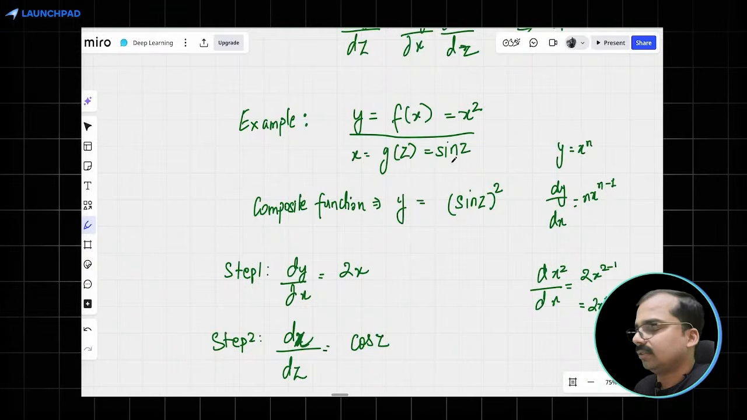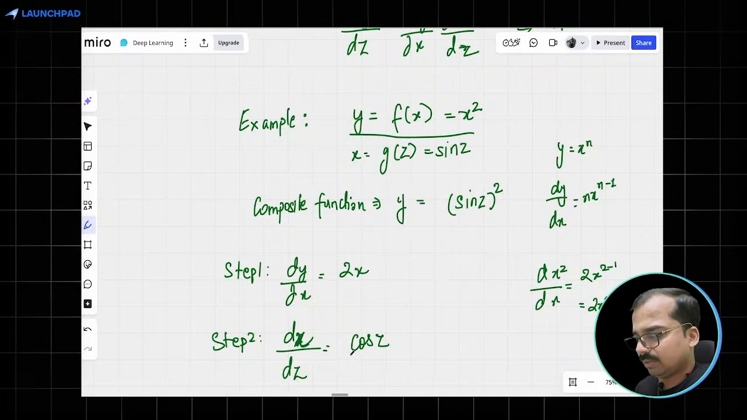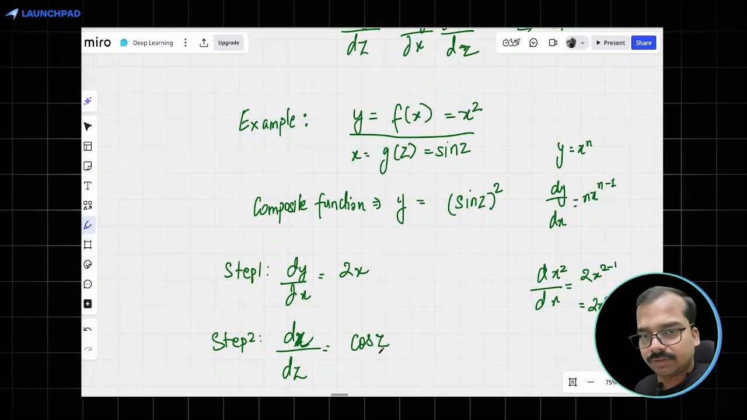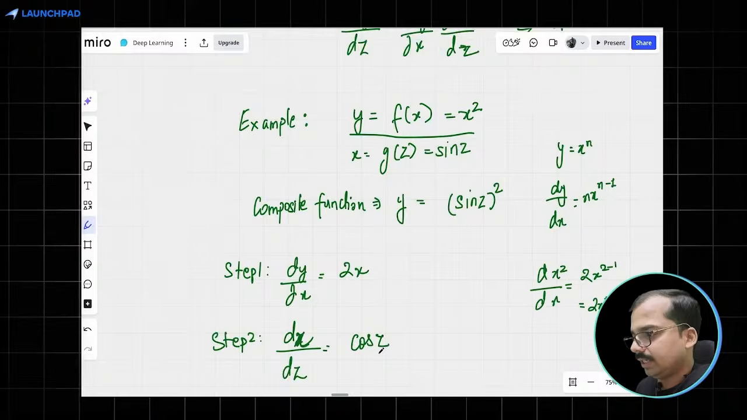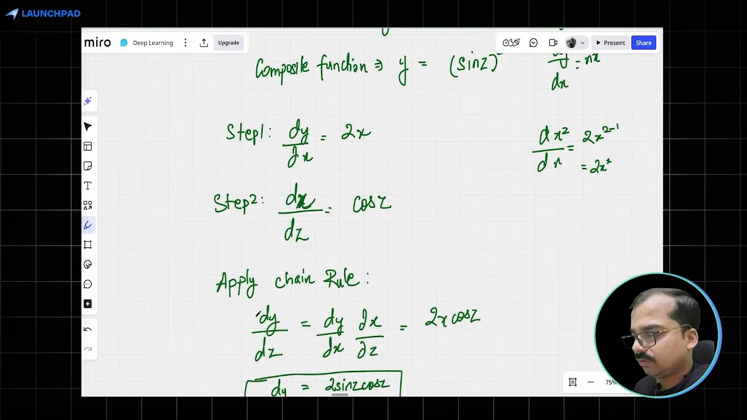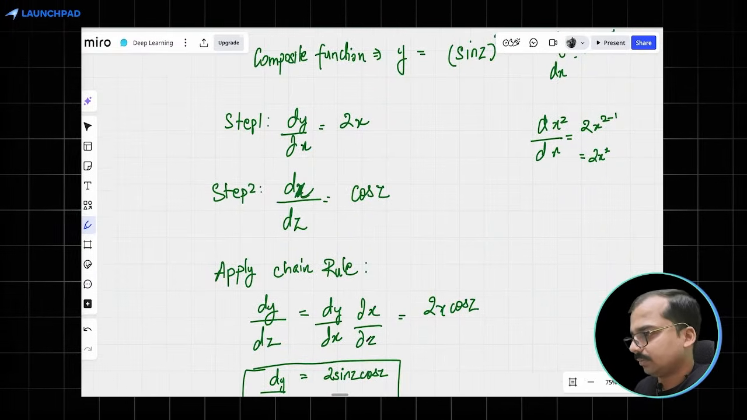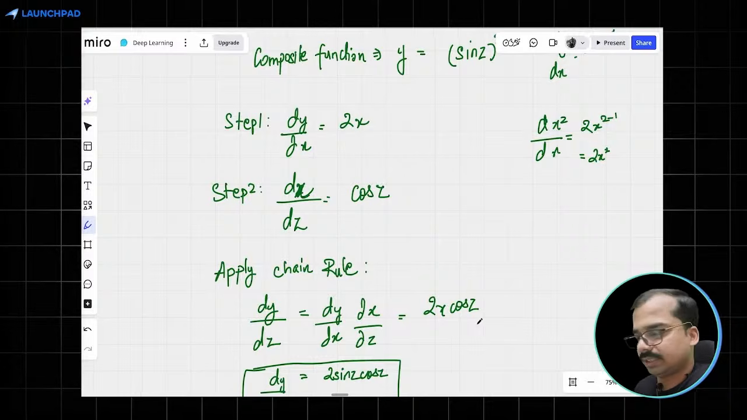So x is a function of z, sine z. So dx by dz will be cos z. Derivative of sine is cos. Right, so these two I have got. Now I'll apply the chain rule. I want dy by dz, so it will be dy by dx into dx by dz. So I have got 2x into cos z.